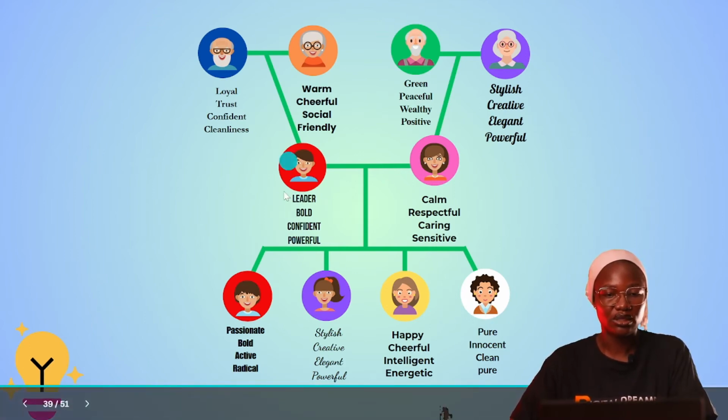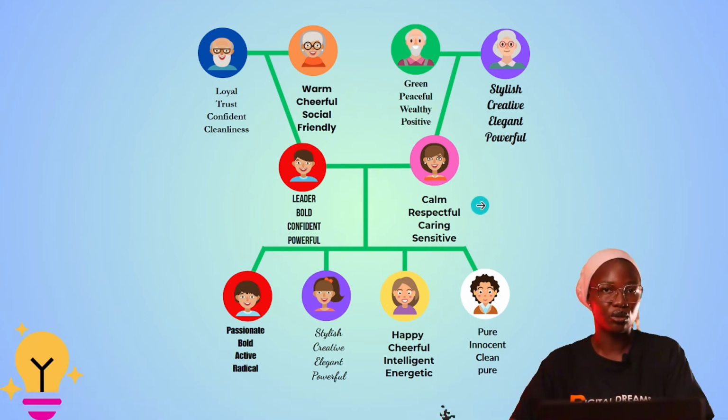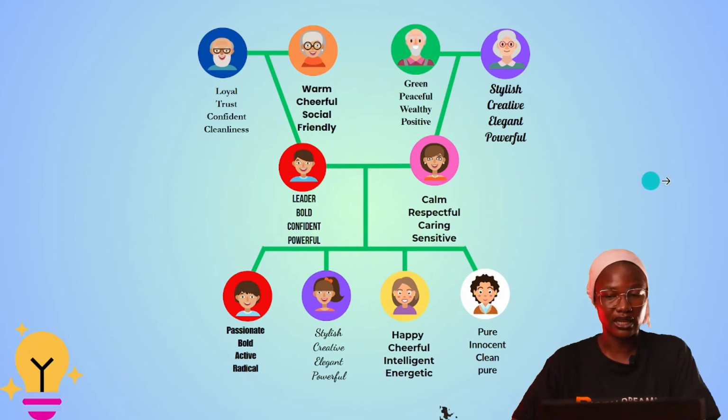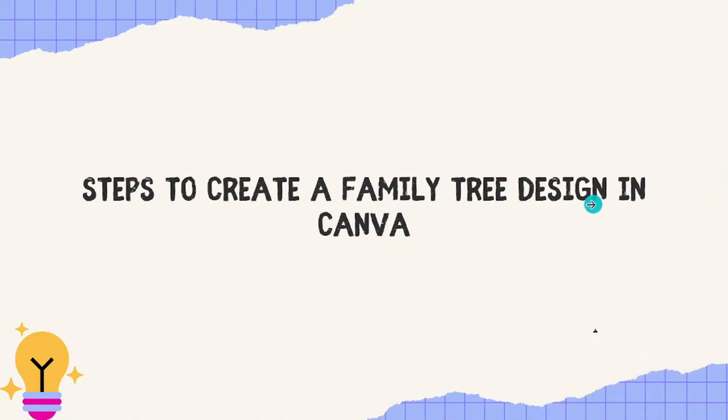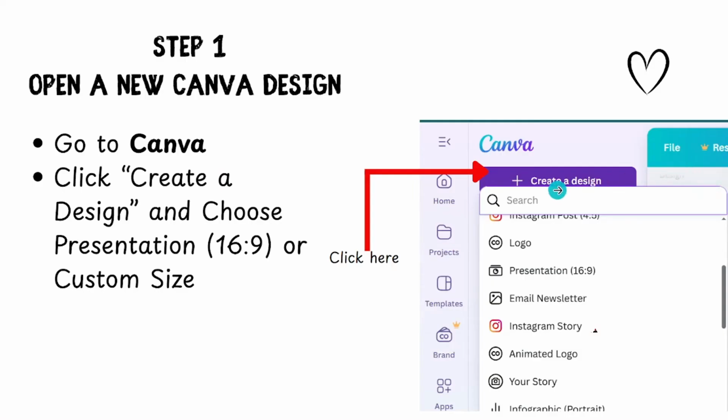We are going to design this, but before we start the practical aspects, let's run through the steps to achieve this. Steps to create a family tree design in Canva. The first thing is to open your Canva software or application. Click Create a design and choose presentation slide.